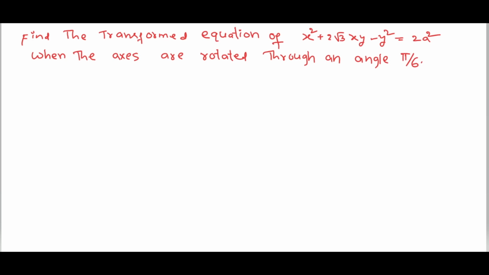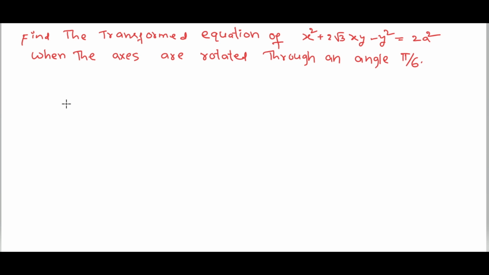Friends, next problem. Find the transformed equation of the curve x square plus 2 root 3 xy minus y square is equal to 2a square when the axes are rotated through an angle pi by 6. Here we find a transformed equation.